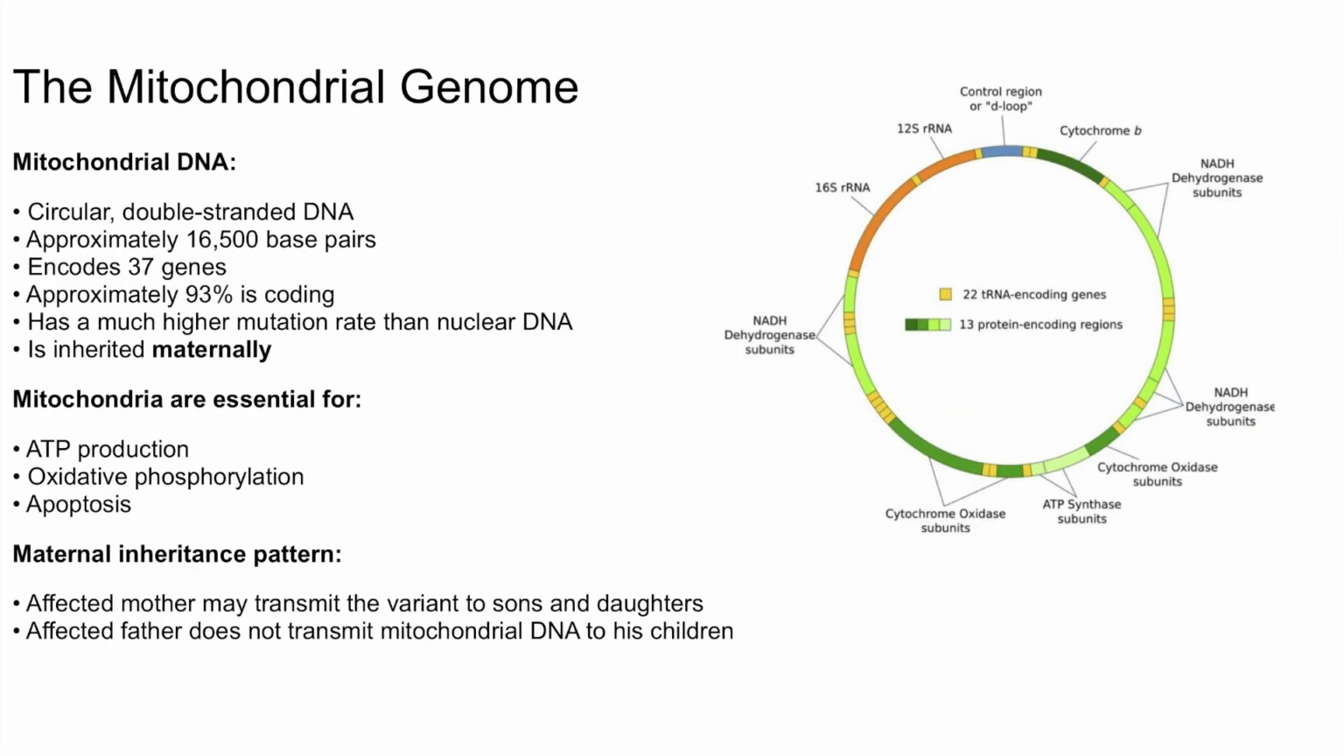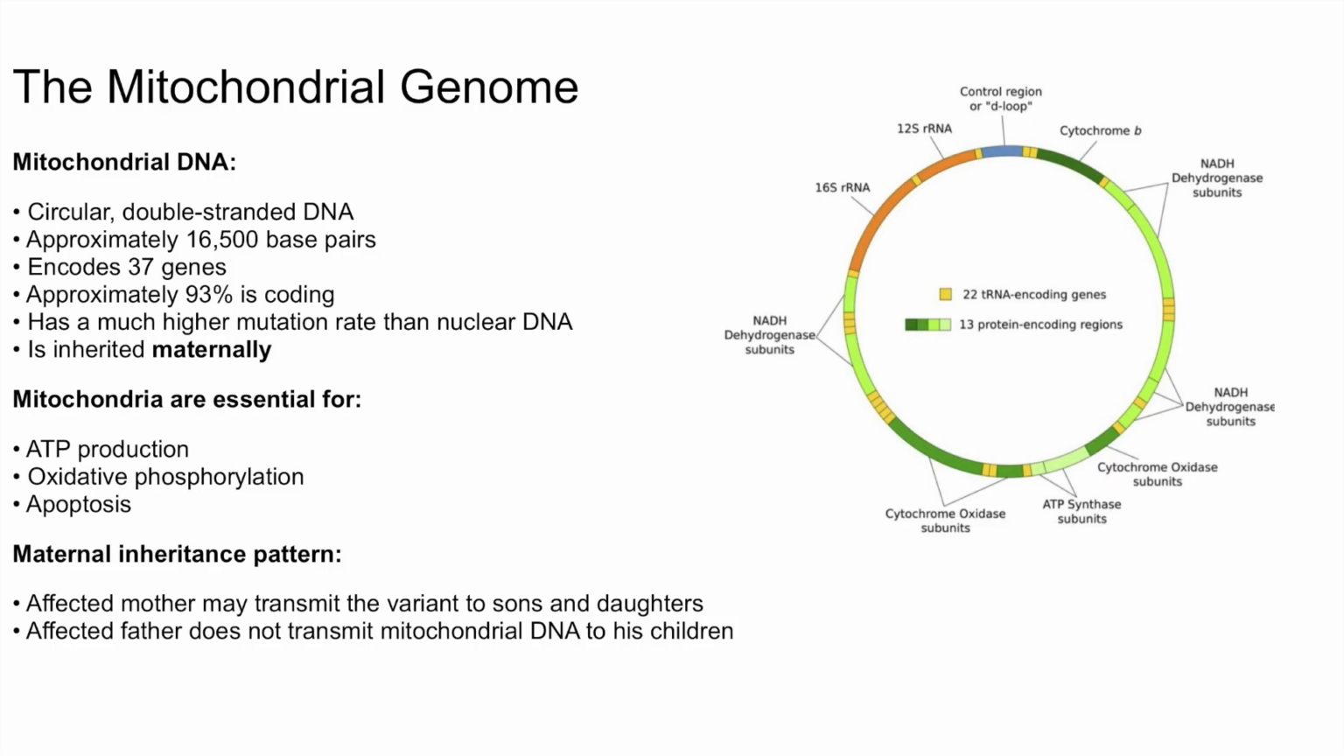Mitochondrial DNA is a small, circular, double-stranded genome containing approximately 16,500 base pairs and 37 genes. 13 of these genes encode oxidative phosphorylation proteins, while the remainder encode ribosomal and transfer RNAs needed for mitochondrial translation. Most mitochondrial proteins are actually encoded by nuclear DNA and imported into the organelle.